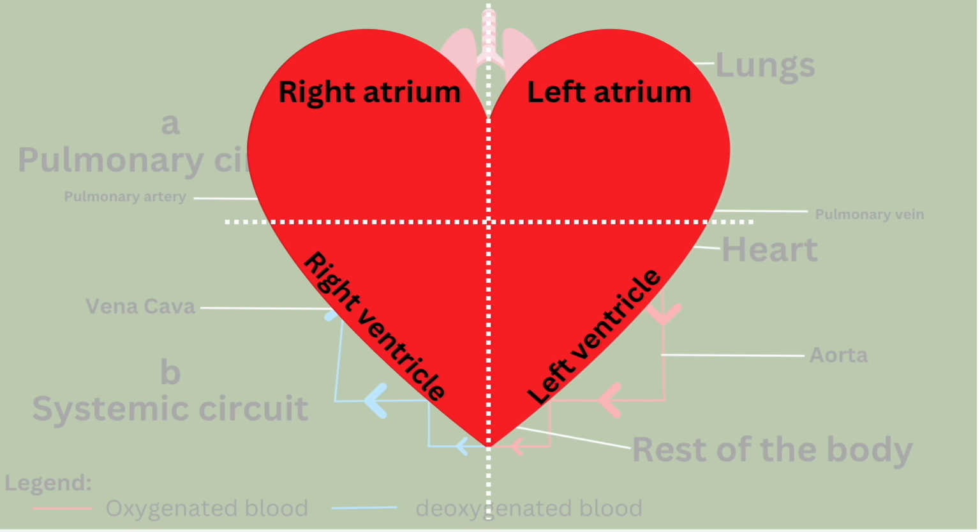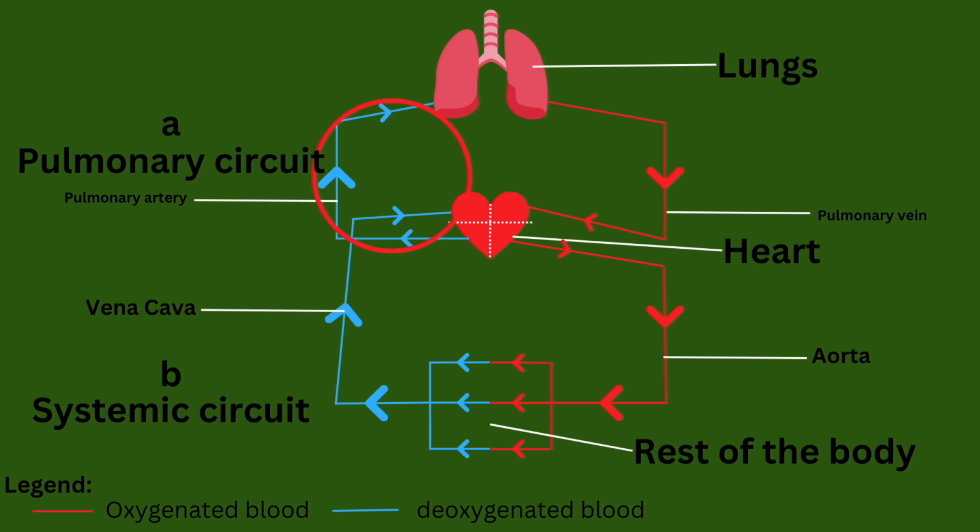Valves are very important structures that prevent the backward flow of blood. We have four valves in the heart. Firstly, we have the tricuspid valve between the right atrium and the right ventricle. And then we have the pulmonary valve between the right ventricle and the pulmonary artery. And if you're wondering where the artery goes, well, it's on the screen.